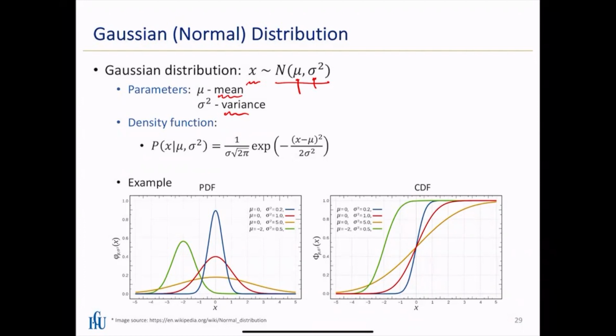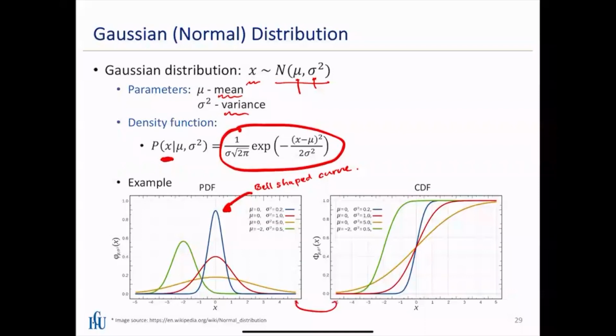Given that, the probability value at a certain point is calculated using this notation. What it defines depends on the mu and sigma square values. Basically, it defines a bell-shaped curve. That is represented here, and the cumulative distribution function for each of these PDFs is given on your right as well.